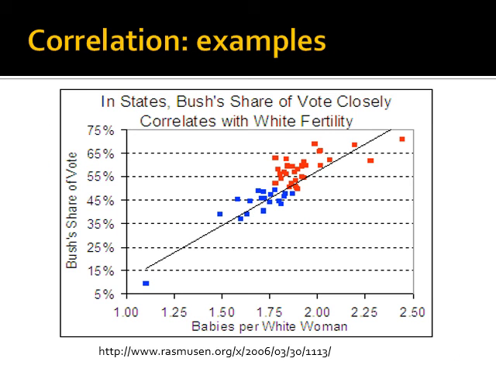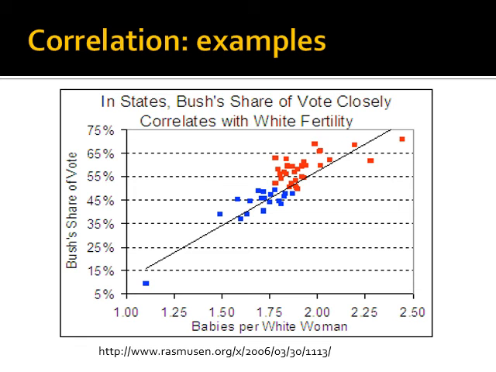This one's a bit more controversial. It's kind of goofy and fun. I can't believe they actually put together this graph, but you find all kinds of interesting things on the internet. This is taken from 2006, I guess relative to the 2004 election. And they found that in states George W. Bush's share of the vote closely correlates with white fertility, meaning babies per white woman. The more babies that a white woman has, the larger Bush's share of the vote.